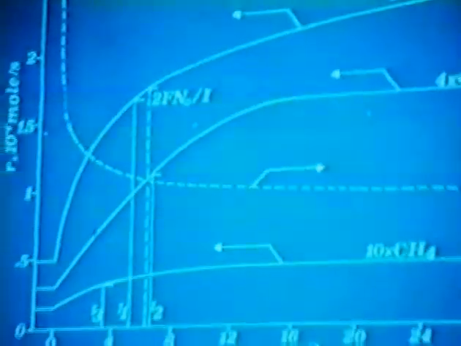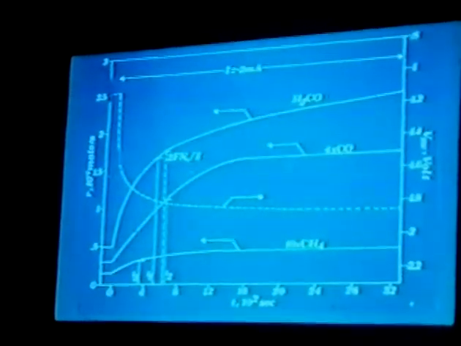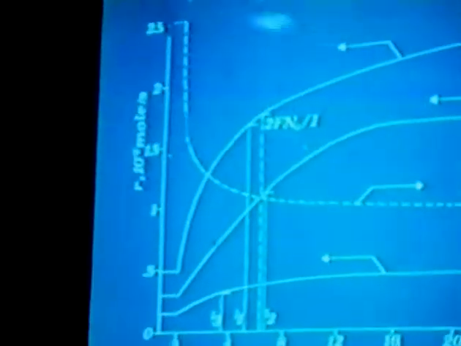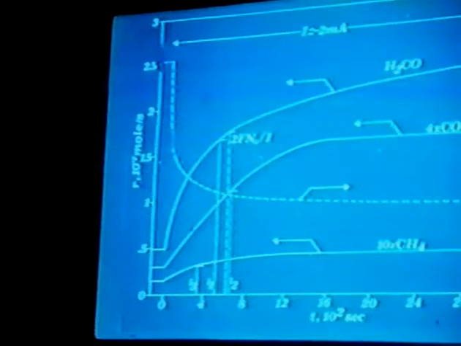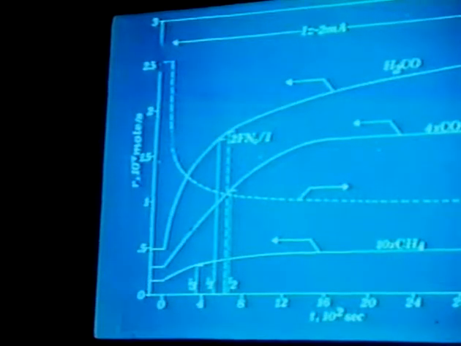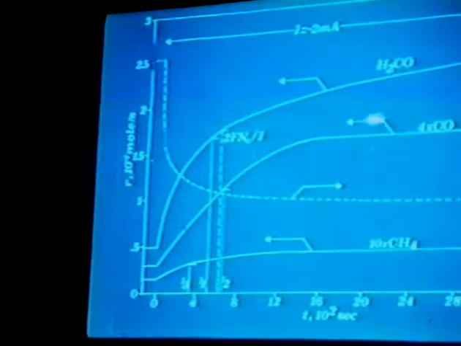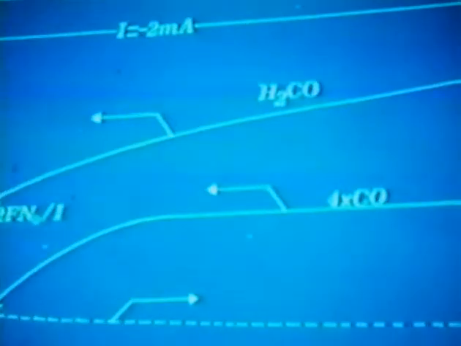This is the methanol dehydrogenation and decomposition on silver. At time t equals 0, we apply a cathodic current, so oxygen ions are removed from the catalyst surface. And as you can see, this induces significant changes in the rates of formaldehyde production, CO production, and methane production. We will see an explanation for this later.